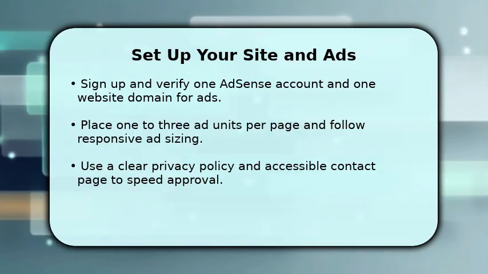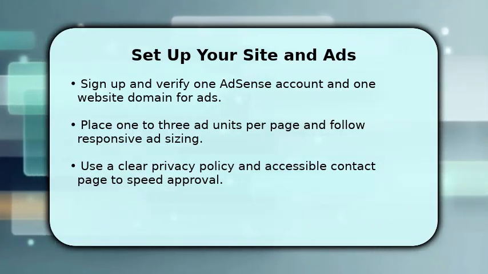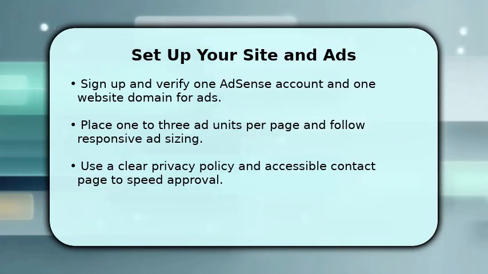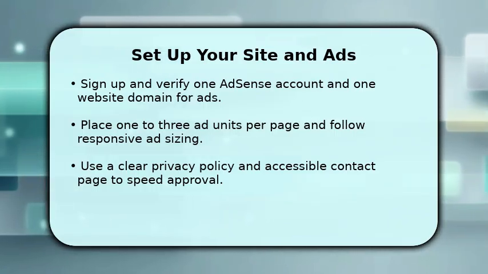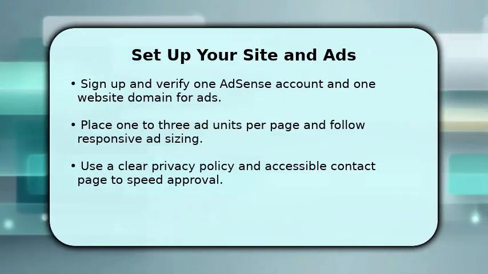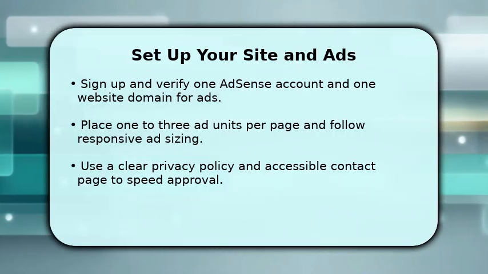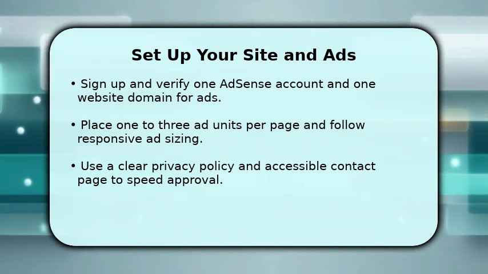Implement 1 to 3 ad units per page and use responsive ad sizes for mobile and desktop. Put ads only on pages with original content and avoid link farms or scraped content. Add a clear privacy policy and accessible contact page to improve trust and approval speed. Test loading and mobile layout to keep pages under reasonable load times for better user experience and policy compliance.